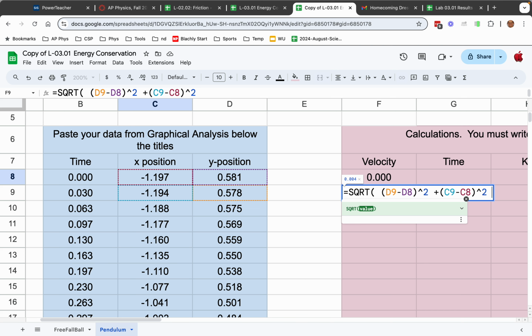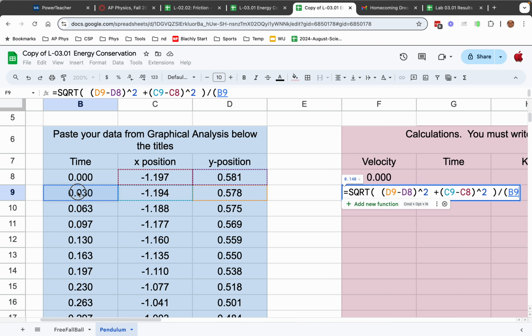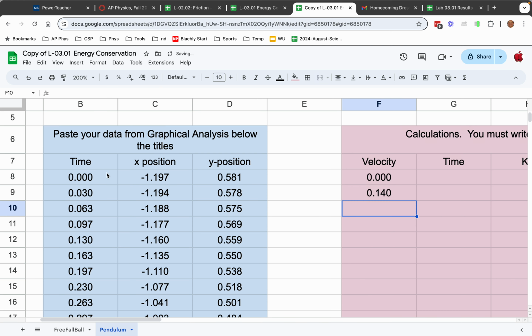So that's the distance formula, and I have to close the square root. So the square root of the distance it moves in the x and the distance it moves in the y, both of those squared, tells us how far it moves. And now I have to divide that by the time, which is B9 minus B8, which tells us how much time has elapsed. So when I put that big old formula in there, it calculates the velocity.